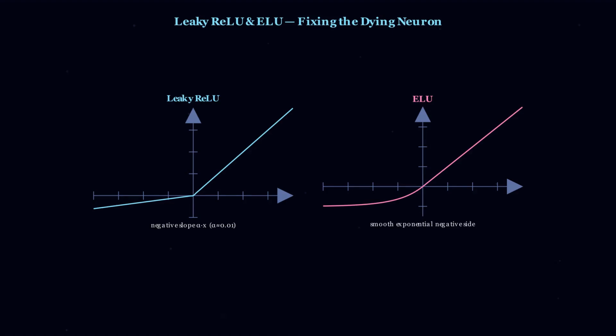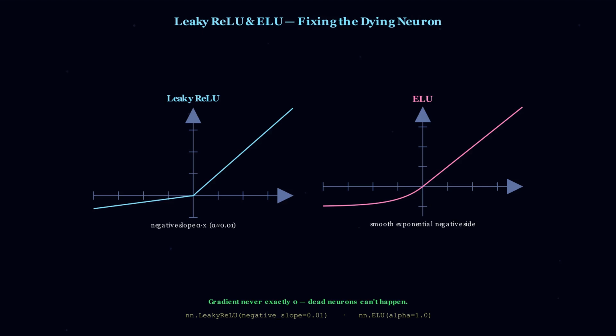Leaky ReLU. Instead of 0 for negative inputs, use a small slope, typically 0.01 times x. The gradient is never exactly 0. Dead neurons cannot happen. The slope is a hyperparameter called alpha. You can also learn it. That variant is called parametric ReLU or PReLU.